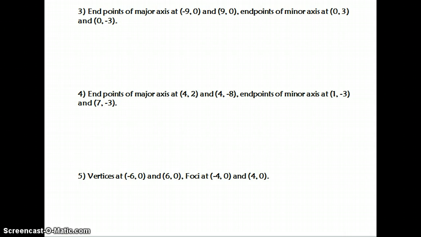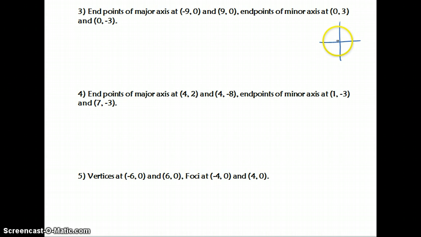Okay, in the first example, number 3, it says endpoints of a major axis at -9, 0, and 9, 0. And then the endpoints of the minor axis are at 0, 3, and 0, -3. So the first thing you're always going to want to do is figure out, is this going to be a horizontal or vertical ellipse? Okay. And so the best thing to do is plot the points.